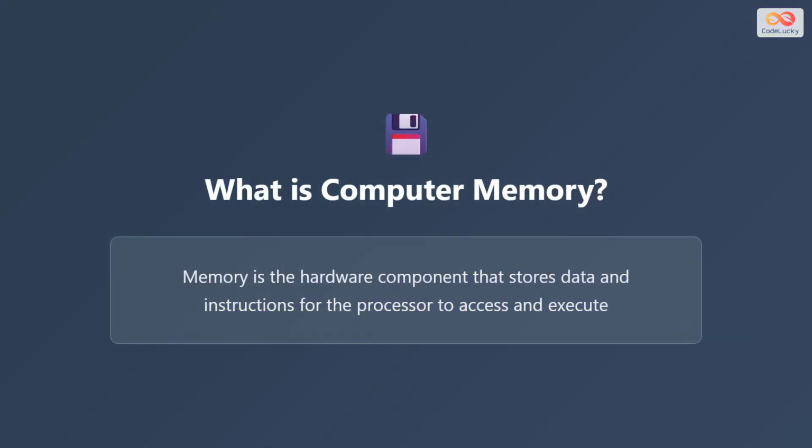Computer memory is the hardware component that stores data and instructions for the processor to access and execute. Think of it as the workspace where your computer temporarily holds information it needs to perform tasks. Without memory, your processor wouldn't be able to function properly.